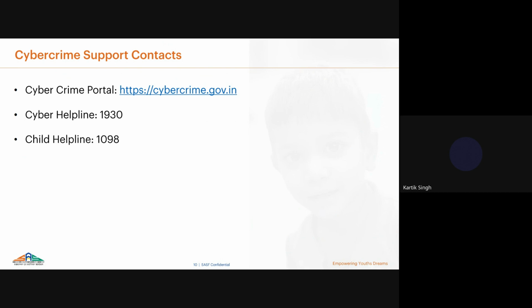Now you can report cyber crimes at the cybercrime portal at cybercrime.gov.in. You can also report it by calling the helpline number at 1930. We also have the child helpline number at 1098.